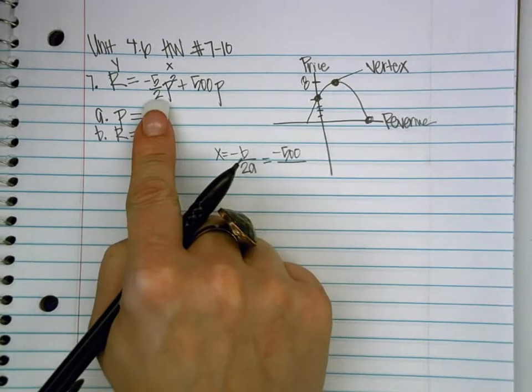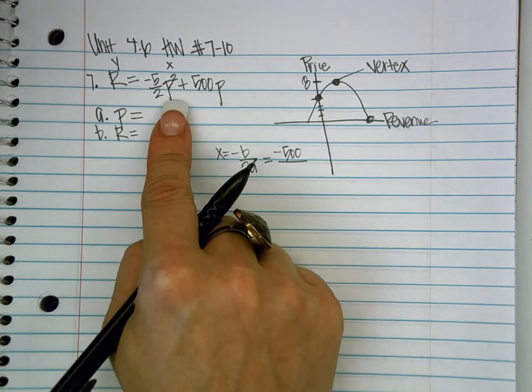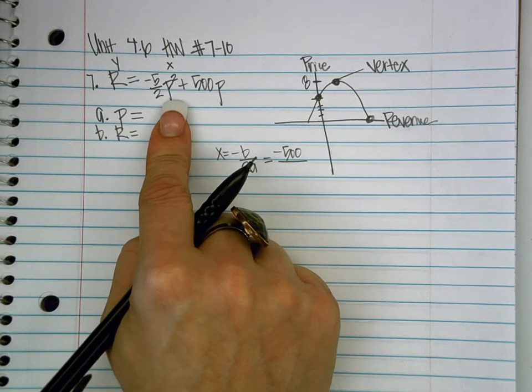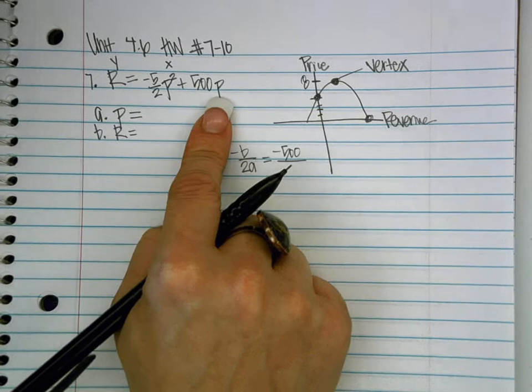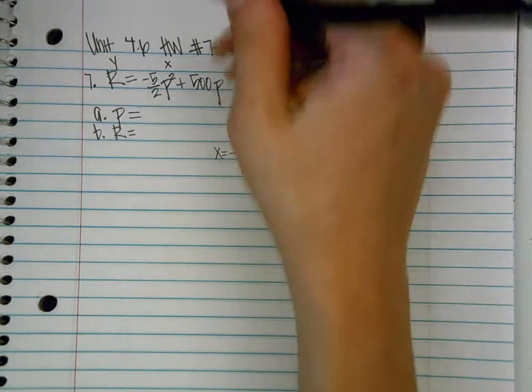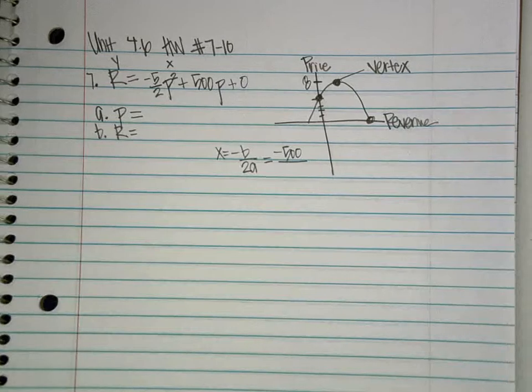The a value is always whatever's attached to the squared term. It doesn't matter if it's a p squared or an x squared. The a value is always what's attached to the square. The b value is always what's attached to the single letter by itself. And the c value here is technically like a plus 0. The c value is the one that's just at the end. It doesn't have any letters attached to it.